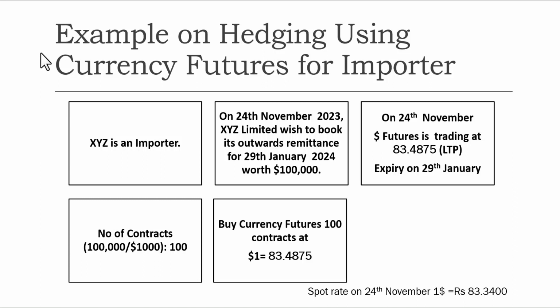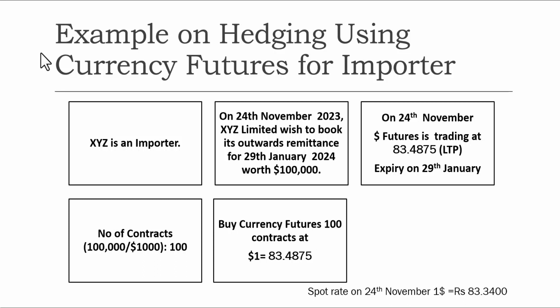Fine. So what he'll do, he'll buy 100 currency futures contracts, say at 83.4875. Now there are two ways of placing your order. One is at the last traded price, put that price as a limit price. You can place an order at a limit price, that this is the price I want to buy at. If you think the dollar is going to depreciate, because you're going to book a dollar, suppose you think it will come down, say to 83 point something, as per your study or technical analysis, you find that it will come down a little bit.